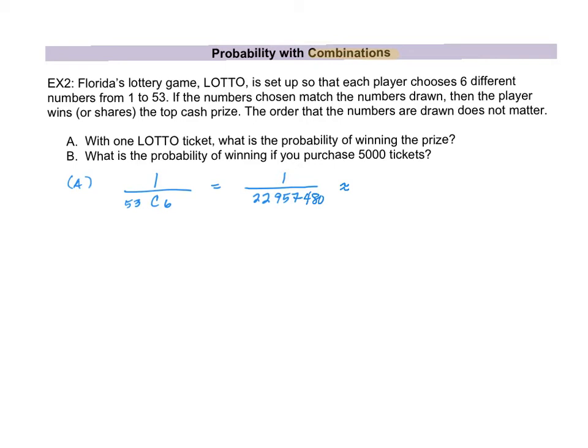Now, if you wrote this as a decimal, it's something like 0.0000000044. It's so small. It's essentially 0. This is roughly 0% chance. So probability-wise, if you buy a ticket, you have essentially 0% chance to win. It's all just a matter of luck.